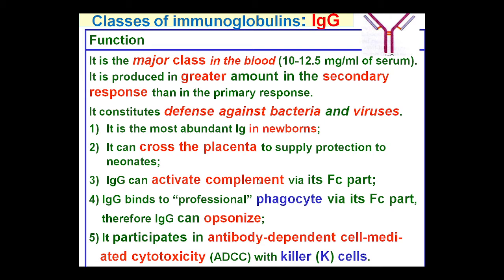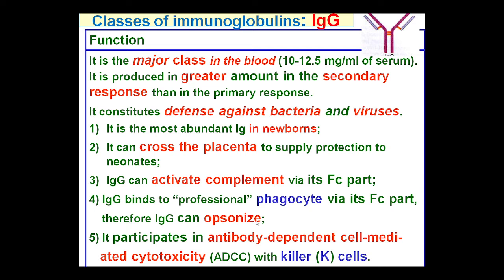You know that classical pathway activation is the most powerful mechanism of activation of this protective system. The Fc fragments of immunoglobulin G are responsible for this process after contact of immunoglobulin G with the antigen, of course. Fourth property, immunoglobulin G binds to so-called professional phagocytes via its Fc part.